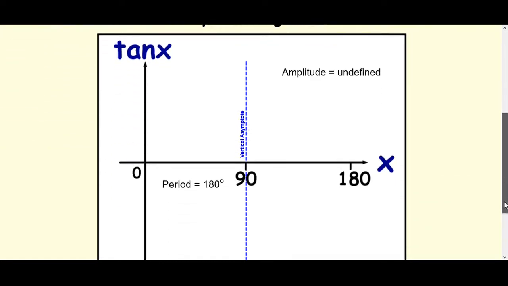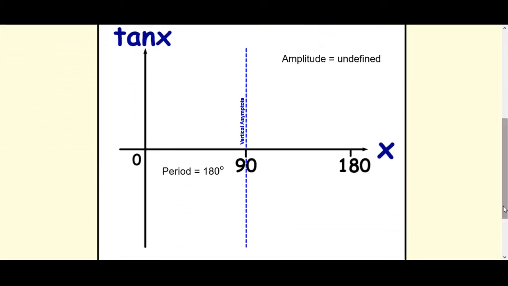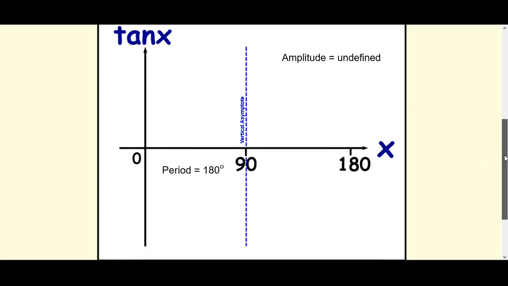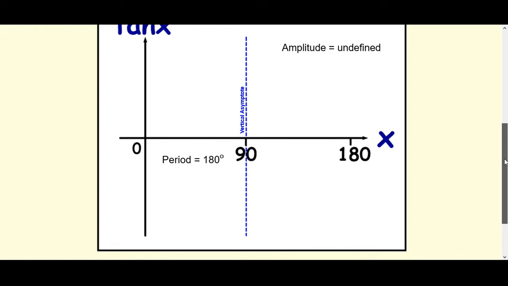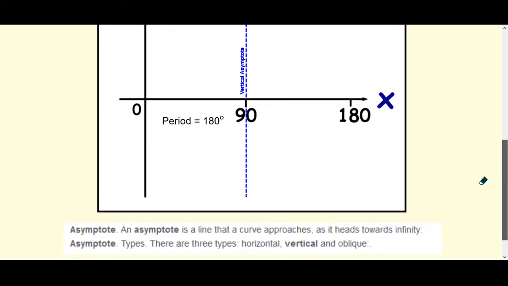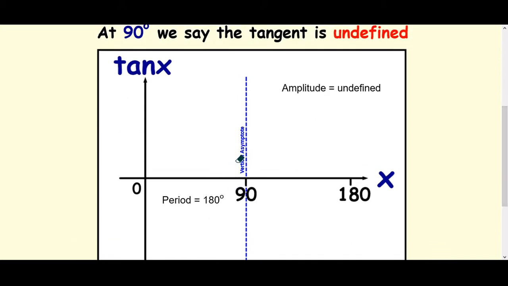Now the tan graph is a bit of a strange one. So we've got this thing here, which is a vertical asymptote. Now I wouldn't worry too much about that, but a vertical asymptote is basically an imaginary line in the graph where the graph approaches that line but never quite touches it. Here's the definition here. An asymptote is a line that a curve approaches as it heads towards infinity. The graph was going to infinity at this point. As we put 89.999, it was getting really, really, really big, but it will never quite get there. It doesn't touch the asymptote.